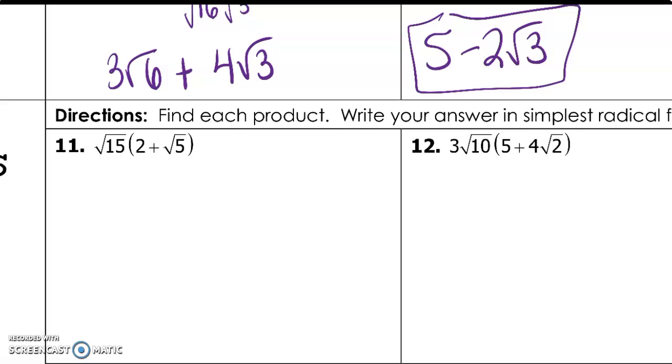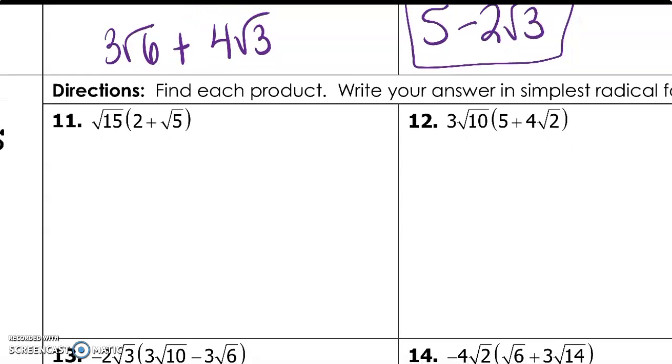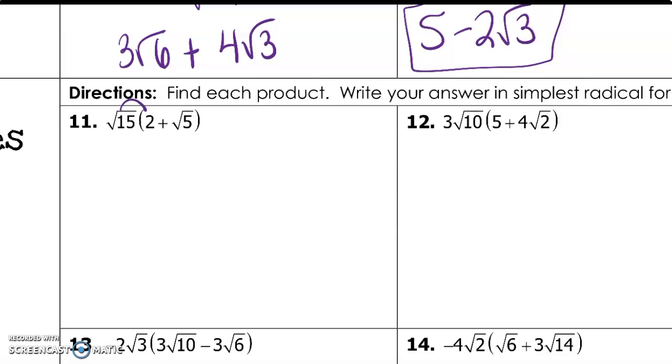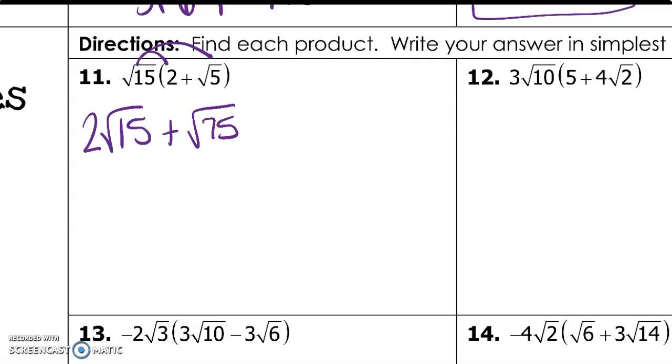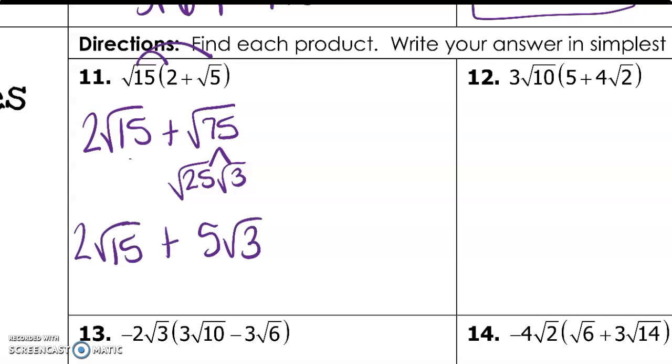I'm going to do all the odd ones first, then I'll come back and do the even ones. So number 11, those are not the same, so 2 square root of 15. 2 goes on the outside, square root of 15, plus we have 2 square roots, so you need to do 15 times 5, which is 75. So 2 square root of 15 plus the square root of 75. 15 does not have any perfect squares in it, but 75 does. So 25 times 3, square root, 5 square root of 3, and then bring down the 2 square root of 15. And there's your final answer.